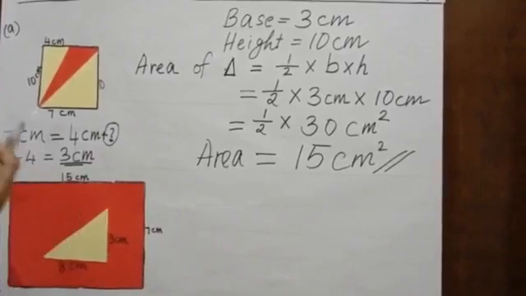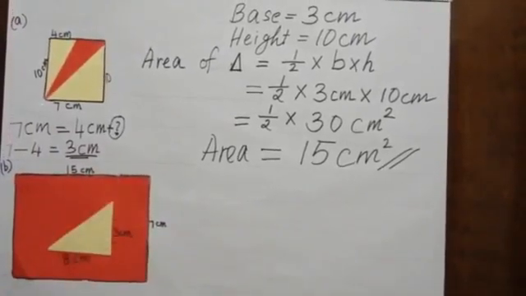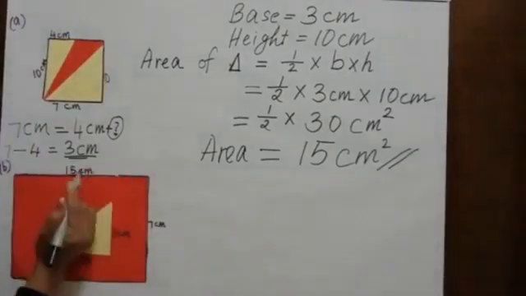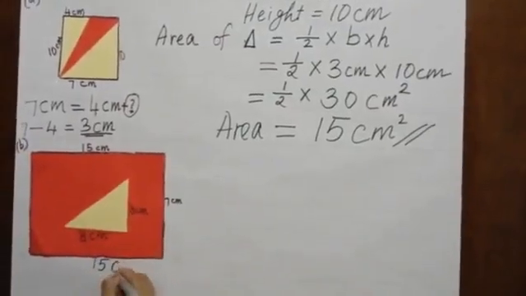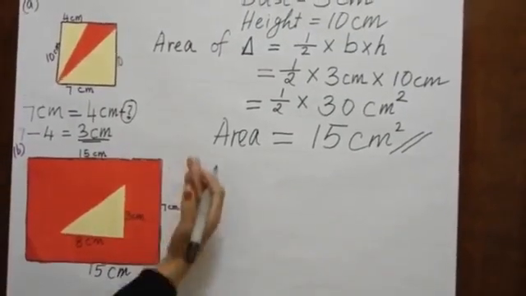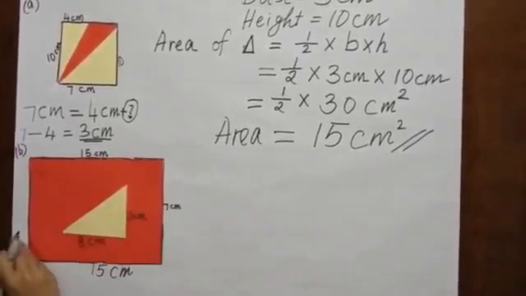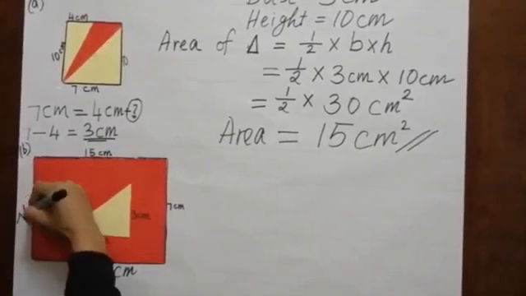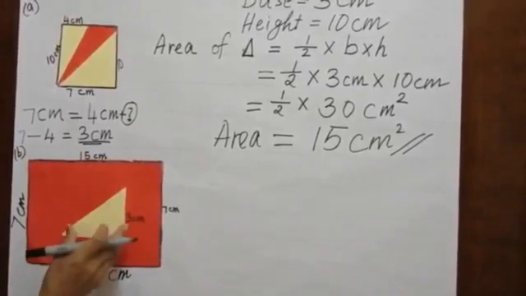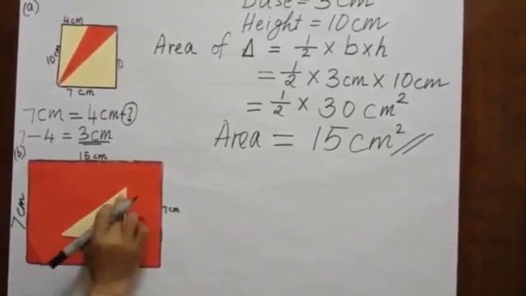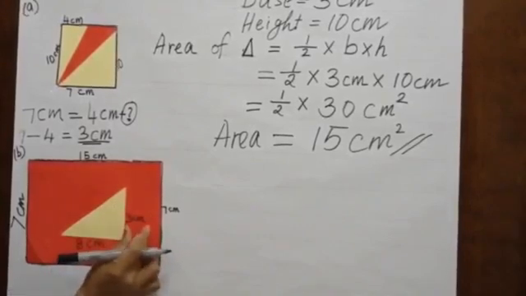Okay, so same as what we did in question A, the opposite sides of the rectangle will be the same. So 15 centimeter is already given here, so here also 15 centimeter. Here 7 centimeter, so what will it be here? The opposite sides are equal, so here also 7 centimeter. Now we have to find out what is inside. Here this part is not shaded. Here also a measurement is given: 8 centimeter and 3 centimeter.